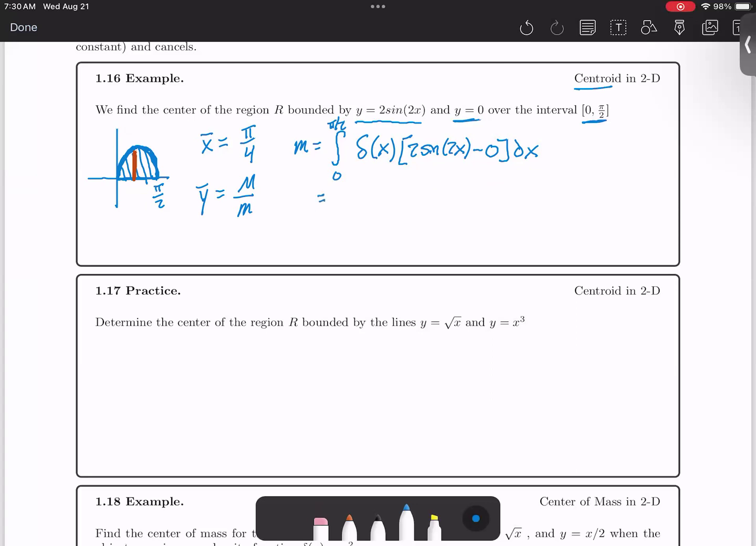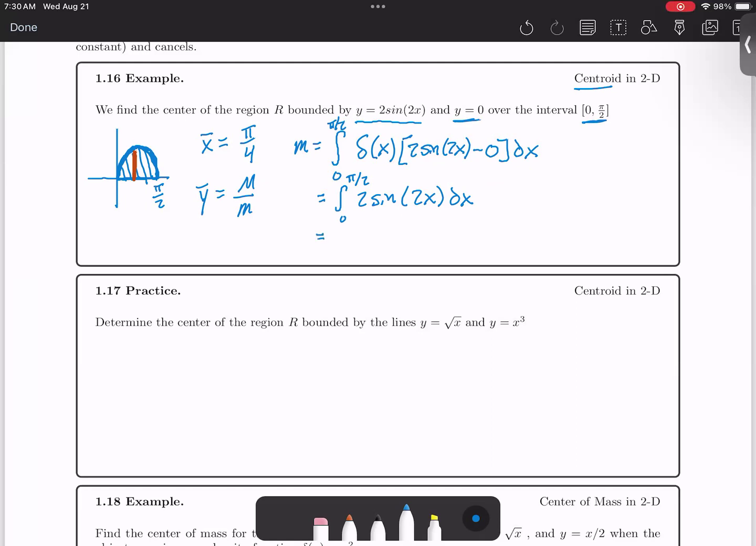Now let's run through this. We have the integral from 0 to pi over 2. The density function here in this example is a constant, so it's not going to matter. You can pull it out, or you can just pretend that it's the easiest constant, a value of 1. So we have 2 sine 2x dx. In short, if your density is uniformly distributed, you don't need to consider it. So you don't need to consider the density function here.